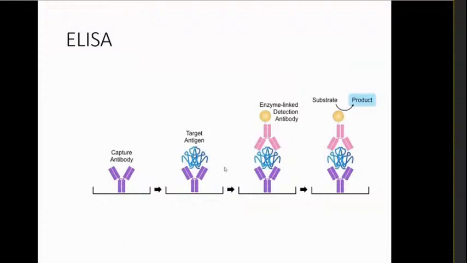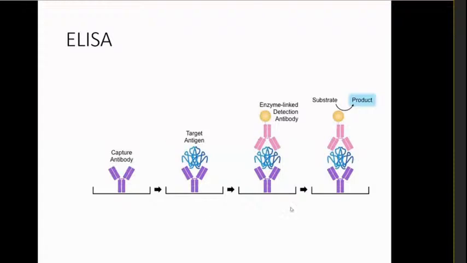Once we add the test sample, the test sample is the antigen. If it has the specific site for the interaction, it binds to that antibody. After the antigen-antibody interaction, we want to detect that binding with an enzyme linked detection antibody. That is another antibody, a secondary antibody, added on the antigen, and it has the enzyme linked. This enzyme is in an inactivated form. Once we add the substrate to the enzyme, it is expressed as an OD value.